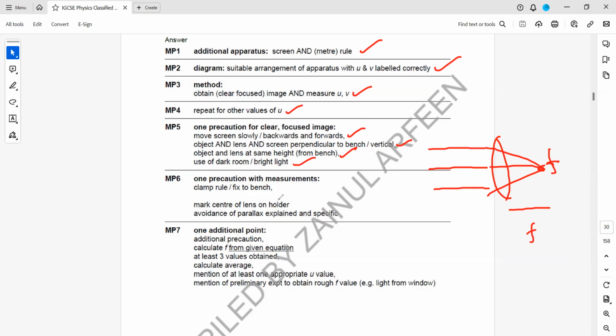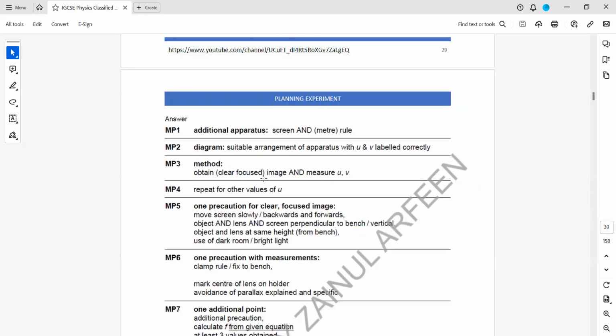One precaution: avoiding parallax error, or mark the center of the lens on the holder because we want to measure all the distances from the center of the lens, or clamp the rule or fix it to the bench, so you don't have to move the scale again. That is also a precaution for this experiment. What is the formula for F? It is given in the question. And then take an average, take a mean.